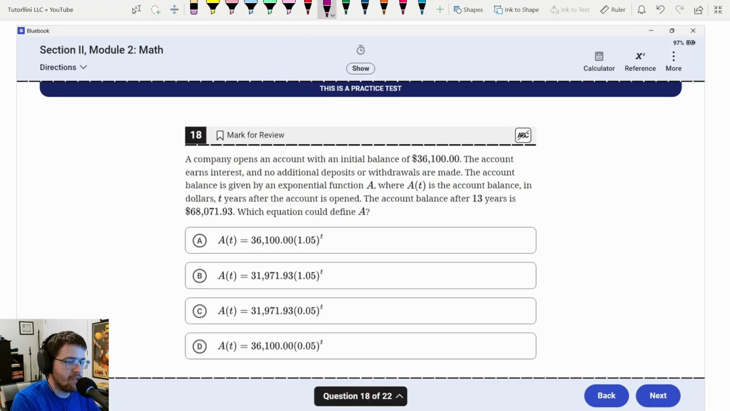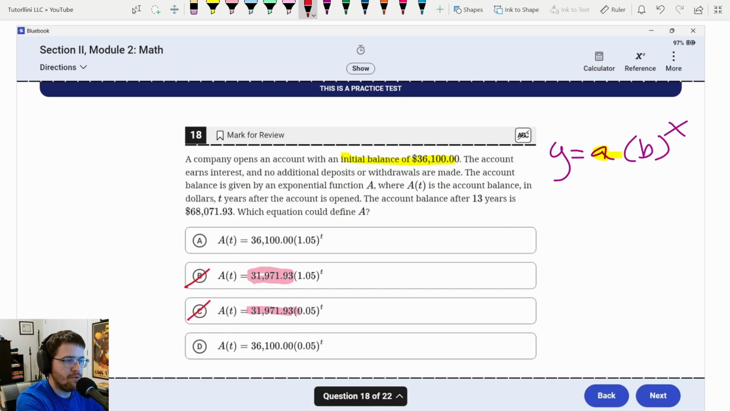Okay, question 18. This is testing us on basic exponentials, a times b to the x. A is the initial amount, which the problem tells us is 36,100. So anything with not a 36,100 in front is probably going to be wrong. So B and C are looking wrong.